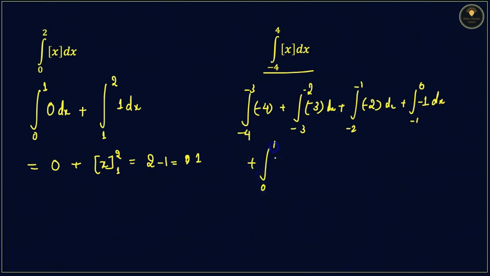You will write 0 to 1, and you will get the value as equal to 0 into dx. From 1 to 2 you will get this one as 1 into dx. From 2 to 3 you will get the value as 2 into dx. From 3 to 4, you will get the value as 3 into dx.